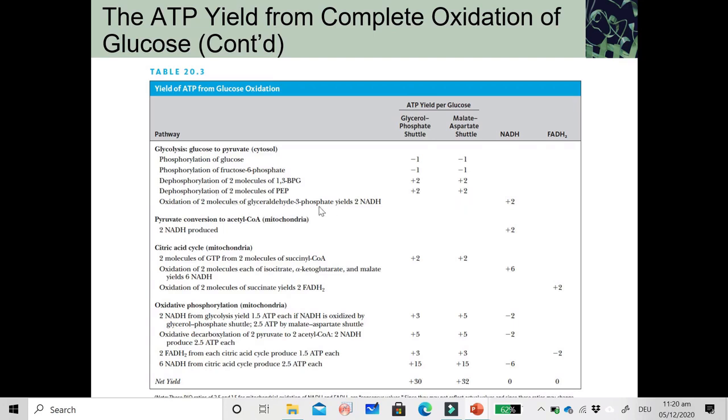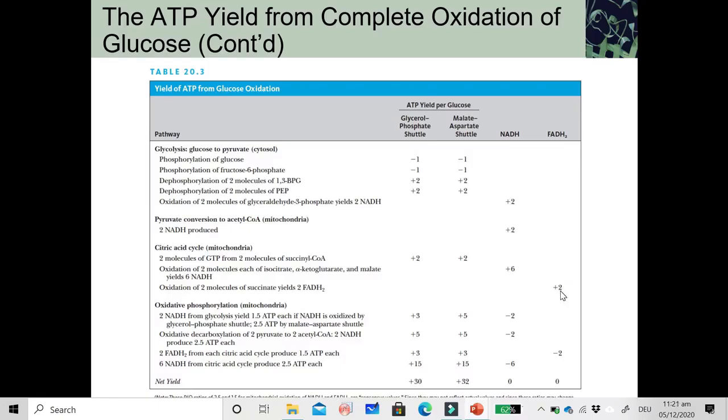Oxidation of 2 molecules of glyceraldehyde 3-phosphate yields 2 NADH. And the pyruvate conversion to acetyl-CoA in the mitochondria, 2 NADH produced. So you have here plus 2 NADH. In the citric acid cycle, 2 molecules of GTP are formed from 2 molecules of succinyl-CoA, so plus 2. And what about oxidation of 2 molecules of isocitrate, alpha-ketoglutarate, and malate? It yields 6 molecules of NADH, and oxidation of 2 molecules of succinate yields 2 molecules of FADH2, so plus 2.